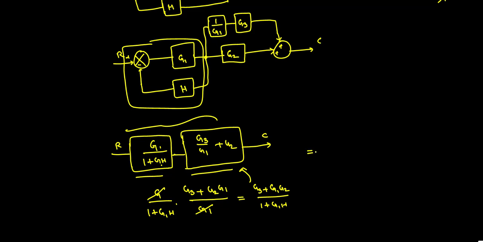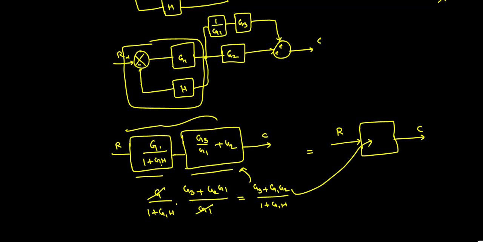Now finally what will you get? A single block. Here it is. So R is the input, C is the output, and this transfer function will be sitting here. This type of technique is called the block diagram reduction technique. So this can be elaborated to any sort of big example.